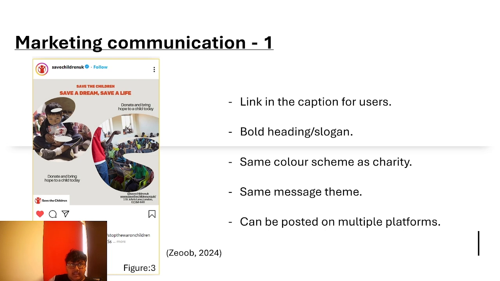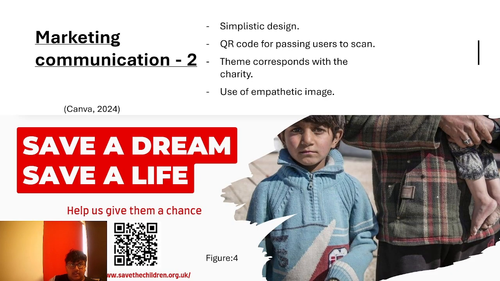This will be a publication that can be posted on various platforms. The use of empathetic images and short text will allow the audience to gather information faster than other advertisements. There is also a hyperlink within the caption to allow the audience to interact and redirect them to the charity's website. The second communication created is a billboard.